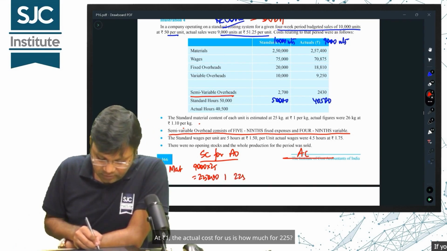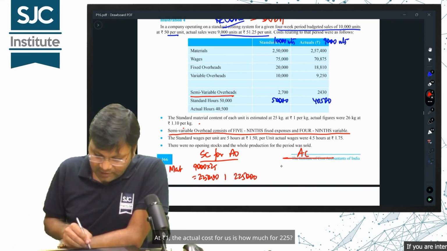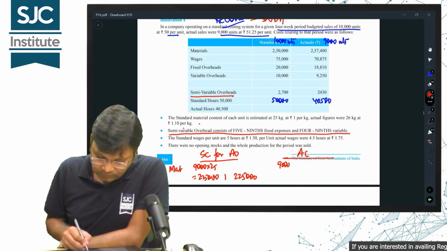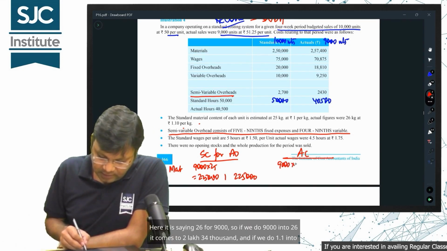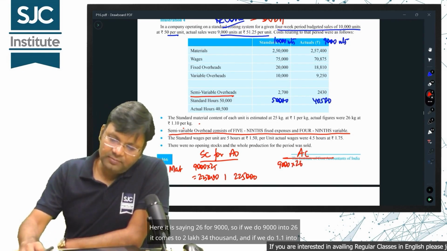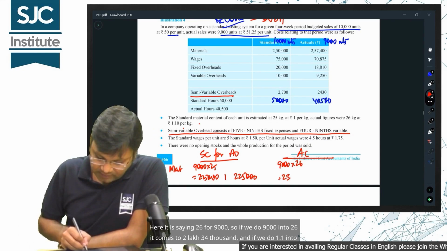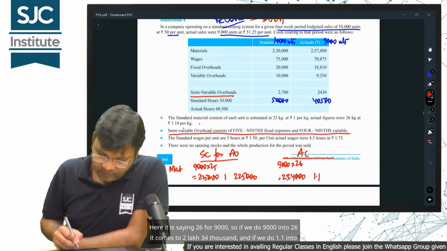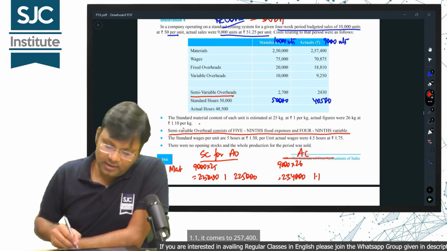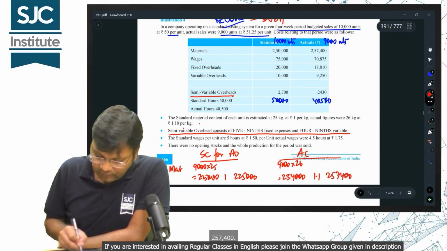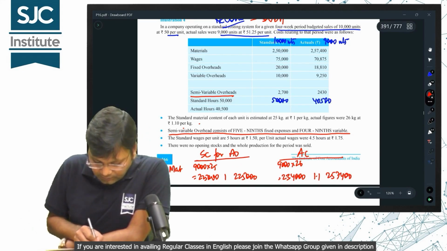At 1 rupee, the actual cost for us is how much for 225? Here it is saying 26 for 9,000, so if we do 9,000 into 26, it comes to 2,34,000, and if we do 1.1 into 1.1, it comes to 257,400.